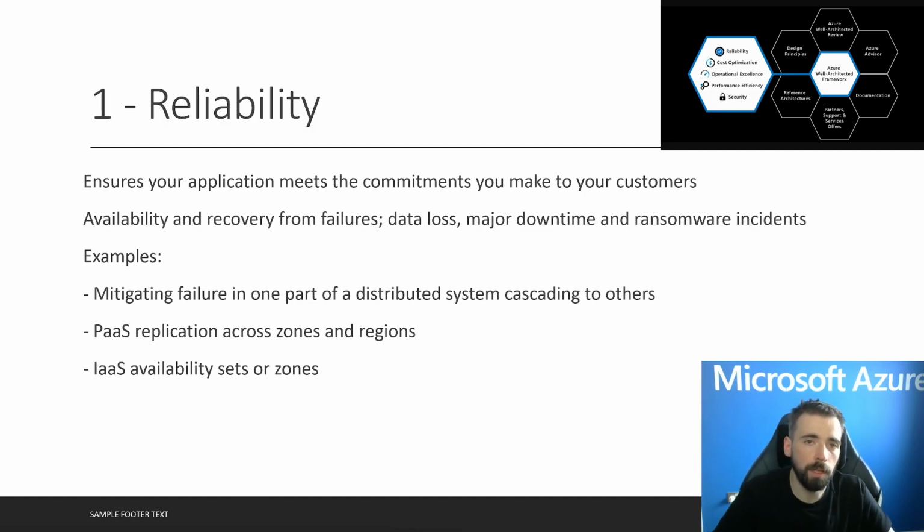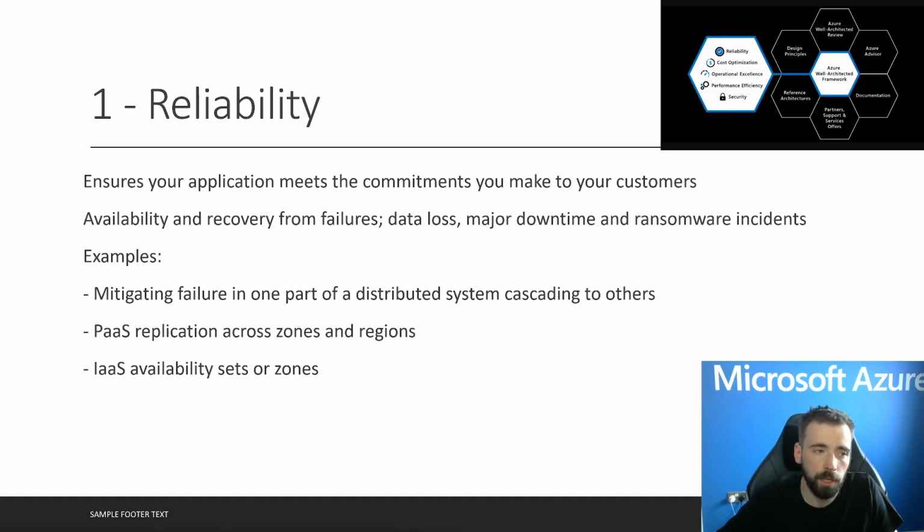The first of the 5 pillars of the WAF is reliability. This ensures that our application meets the commitments we make to our customers. It has a focus on availability and recovering from failures, whether it's data loss, major downtime, or ransomware incidents. Examples are mitigating failure in one part of a distributed system. This is making sure that a failure in one part of the system does not cascade to other parts of the application.